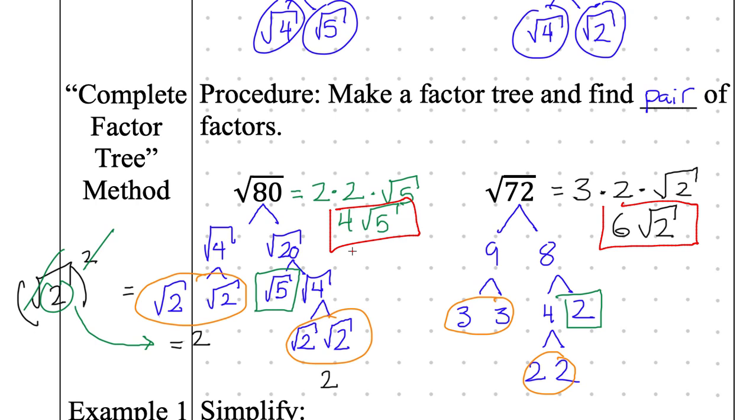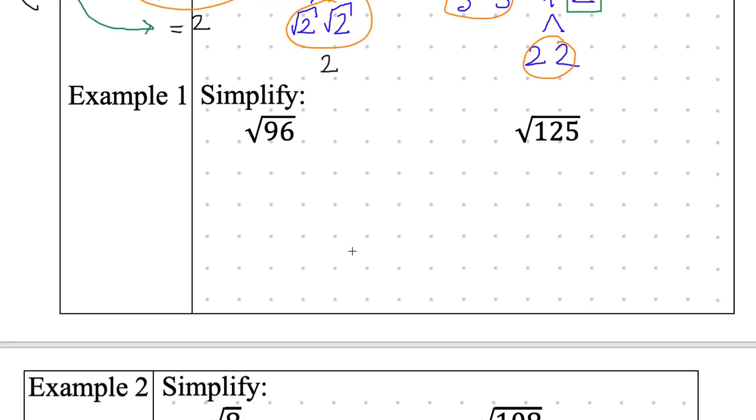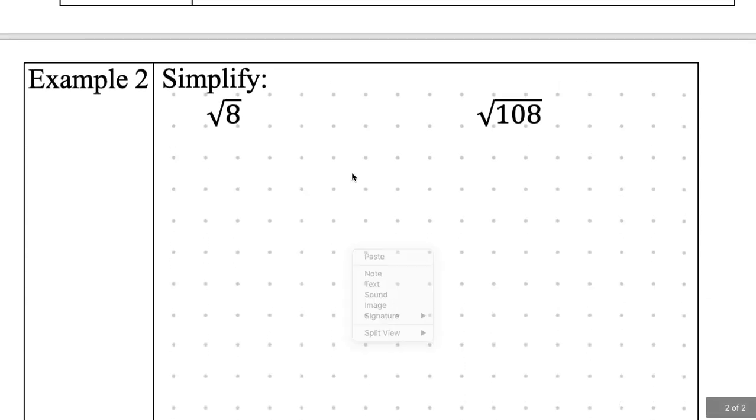I want you guys now to try your technique on example 1. Maybe try one of each, see which one feels better. Maybe you already know which method is going to feel better. Try simplifying square root of 96 and square root of 125. I'll come back and I'll just circle around the room to see if you guys need help. Good luck. If you finish example 1, that was too easy, you can go to example 2. And after example 2, you can start on the homework.